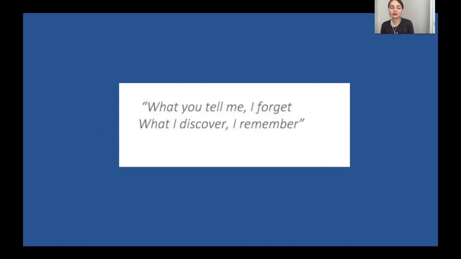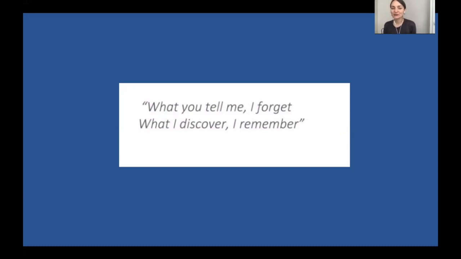And to continue, I want you to look at the screens and see the quotation here. What you tell me, I forget. What I discover, I remember. And this quotation works well with the mistakes, of course. So if you're going to correct your student's mistake, you need to make sure that your student remembers this mistake and doesn't make it again. So it's a very good idea not to correct your student's mistakes yourself, but to give your student the chance to discover this mistake and to correct the mistake himself or herself. And how to do that, we will talk a bit later.